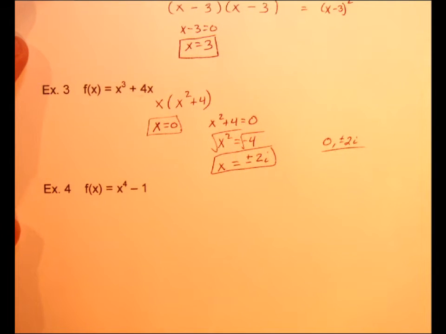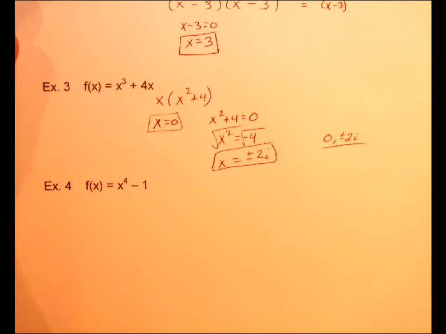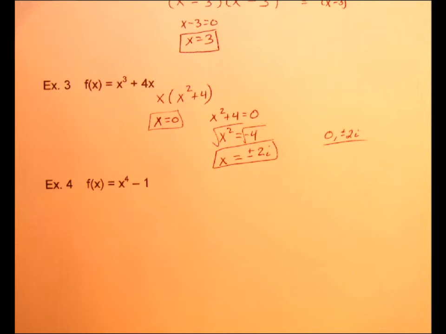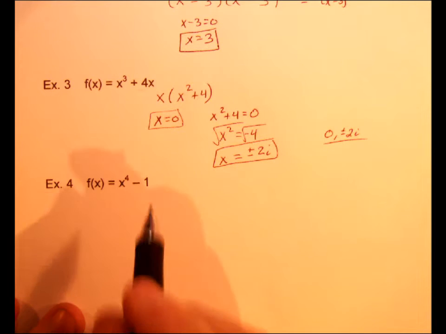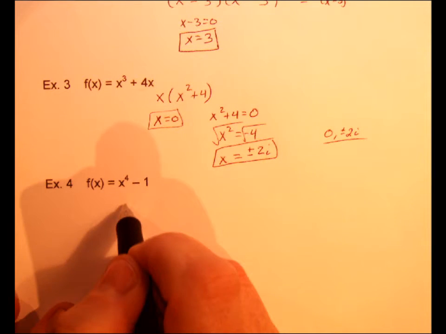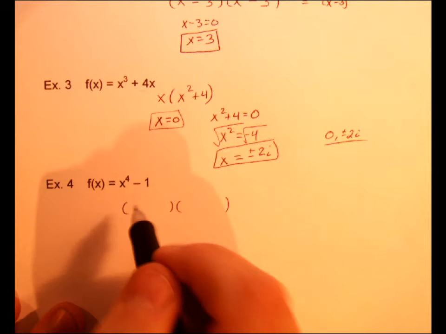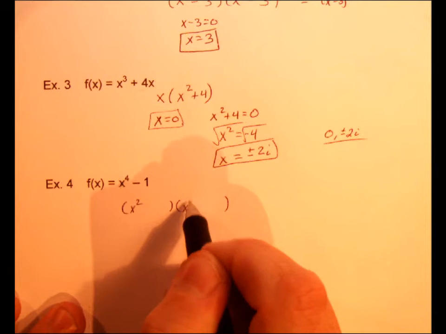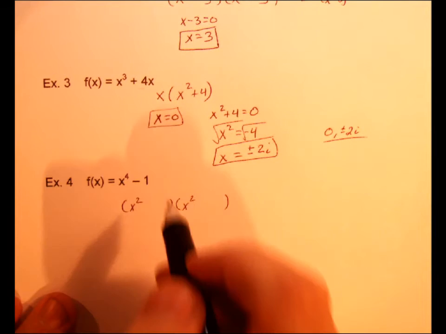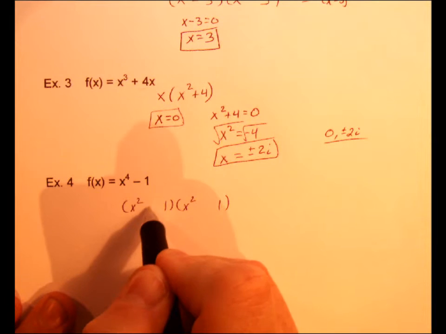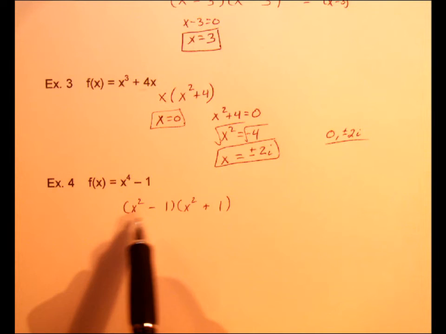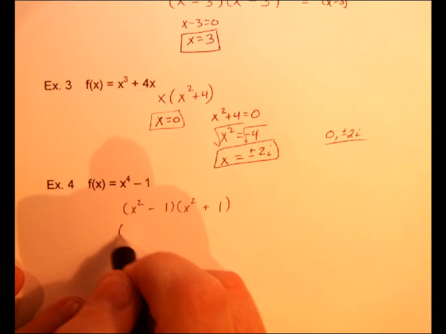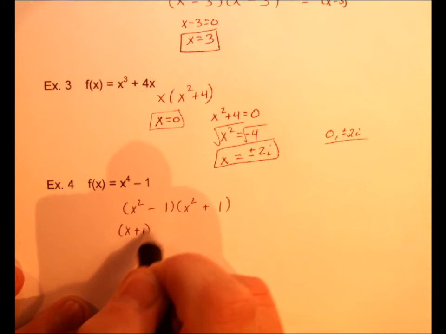Okay. Moving on to example 4 to finish off this page here. x to the 4th minus 1. Well, that is the difference of squares, because I can take the square root of x to the 4th, which would be x squared, and the square root of 1 is, of course, 1, with a plus and a minus. Okay? Now look to see, can I factor those things out any further? And again, I have the difference of squares right here for this first one. So that's x plus 1 and x minus 1.